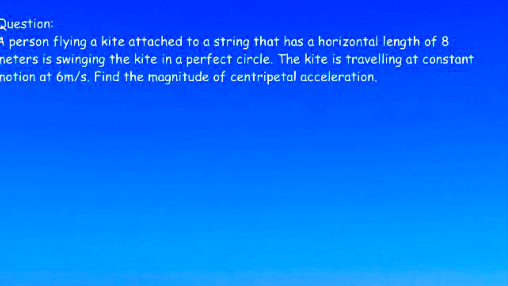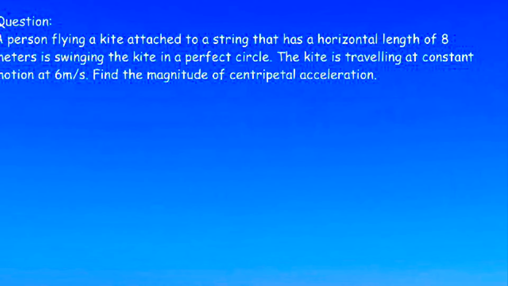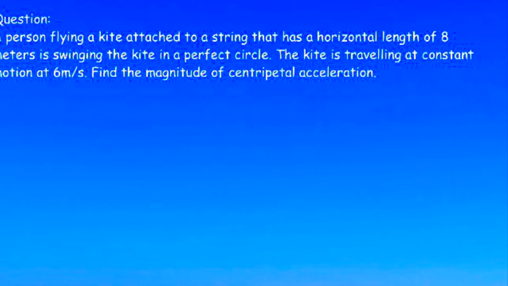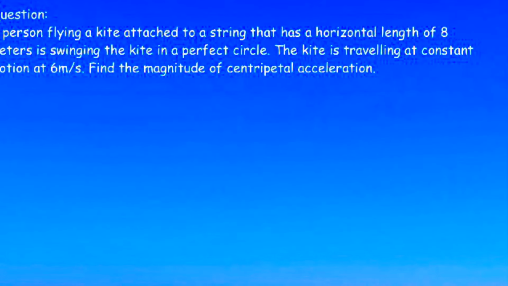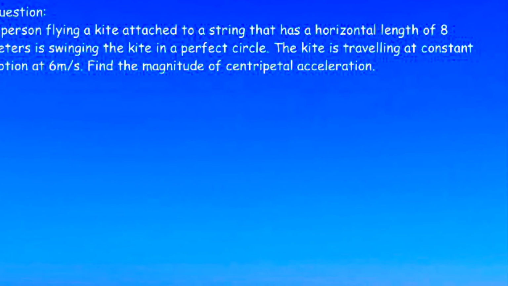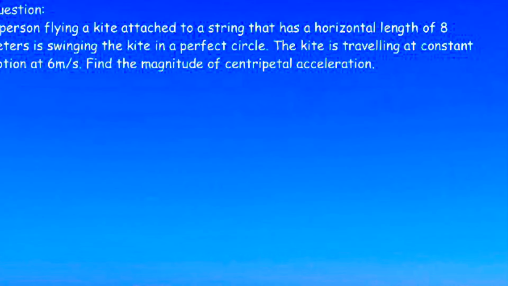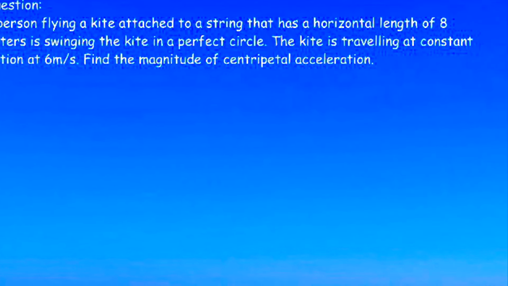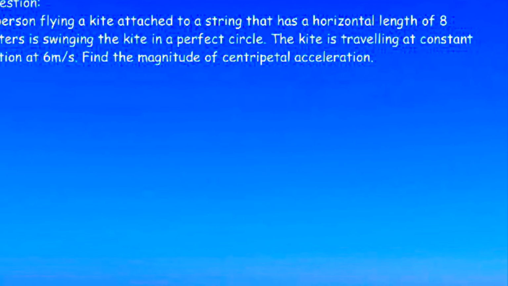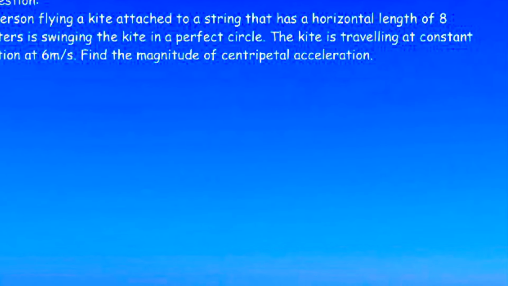So a person flying a kite attached to a string that has a horizontal length of 8 meters is swinging a kite in a circular motion. Let's assume that the person holding the string connected to the kite has the same horizontal length all throughout the circular motion. The kite is traveling at constant motion at 6 meters per second. Find the magnitude of centripetal acceleration.